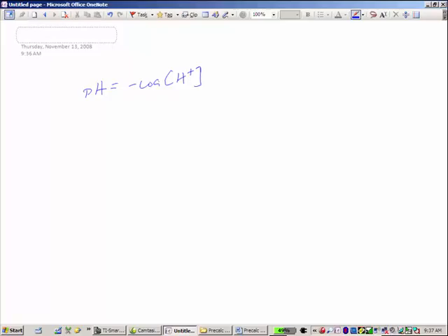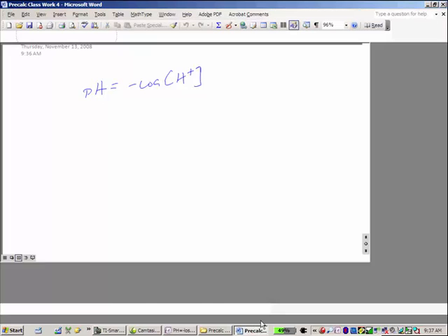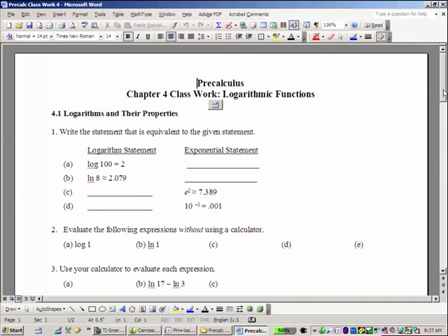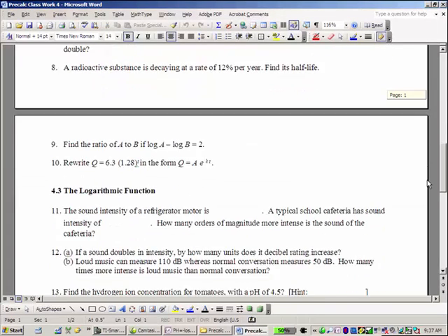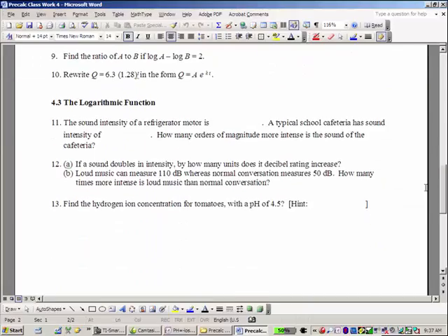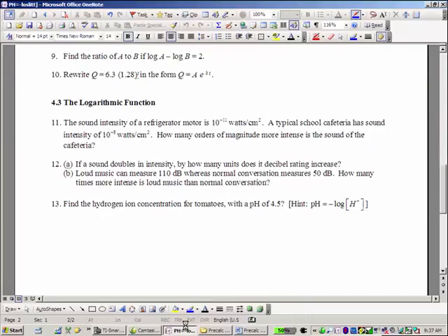So this gives us a way of comparing acids and bases, right? Does this sound familiar? Yeah. Okay. Oh, I remember that. I hope you do because you've had chemistry more recently than I have. So if we were to take a look at a problem.